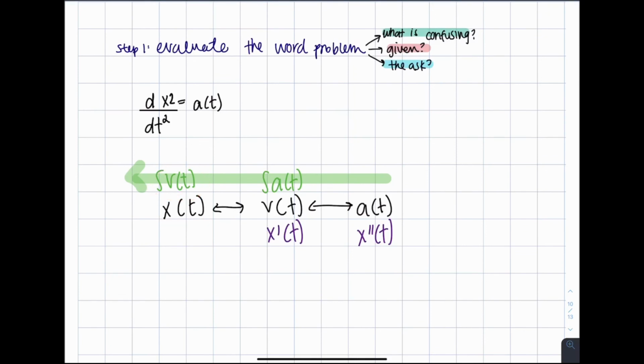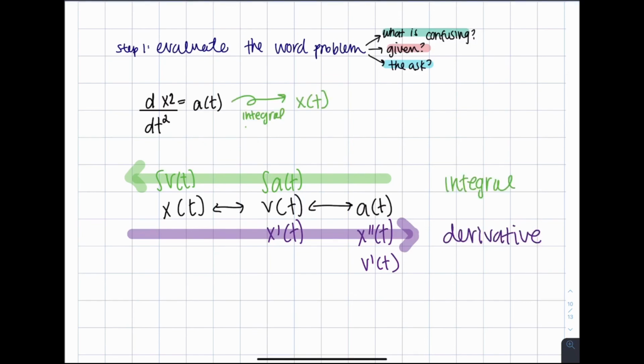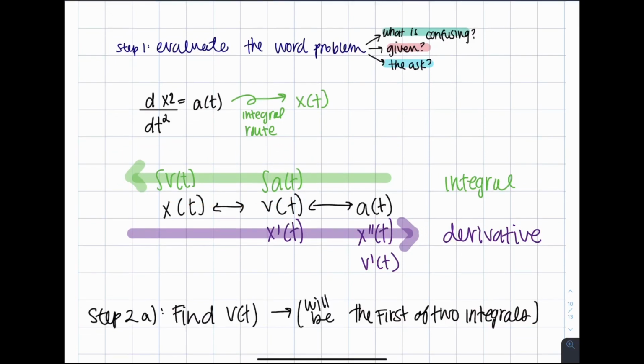Now let's say we started with our position and had to find acceleration. Then we'll be taking the derivative twice, in other words, the second derivative of our position function. But when moving from acceleration to position, we don't take the second integral. This notation I've written here is actually a whole other realm of calc that we won't want to get into for this exam. So for our problem, we'll be taking the integral of our acceleration and then the integral of that velocity that we find. So let's start by finding velocity.